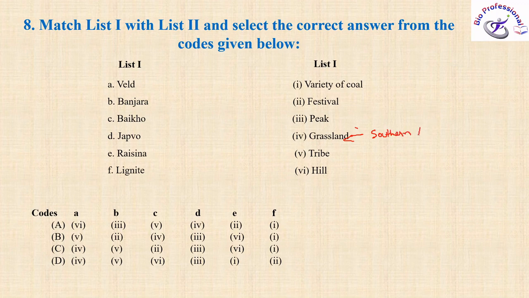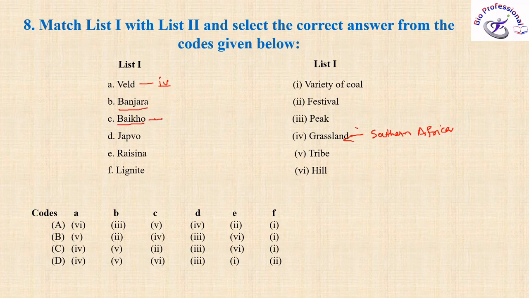Southern Africa. It's a grassland. Veld is grassland. So this is 4. I'm writing here so that it will be easy to find later on. So next, Banjara. Let's say you do not know this thing.